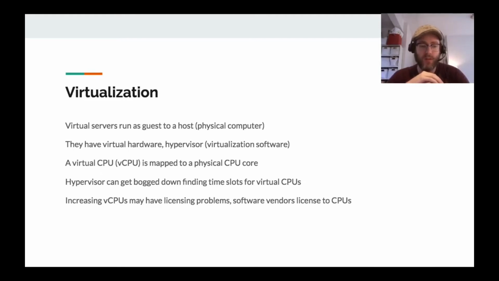Virtual CPUs that the virtual servers use are going to be mapped to a physical CPU core, and you have to be aware of software licensing, because some software will license to a CPU. You also have to be aware that you don't have too many virtual machines running at the same time, because the hypervisor can get bogged down. If you're running virtual machines on your computer or on server hardware, just be aware of the performance requirements.